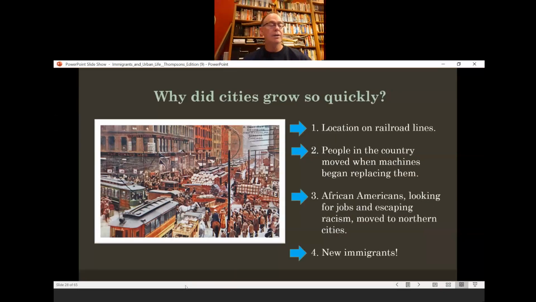All right, and now you need to copy everything down here. So I kind of already started talking about this a little bit. Why did cities grow? Location of the railroad lines. We remember that from the last chapter.